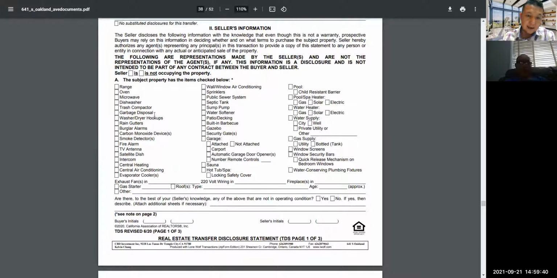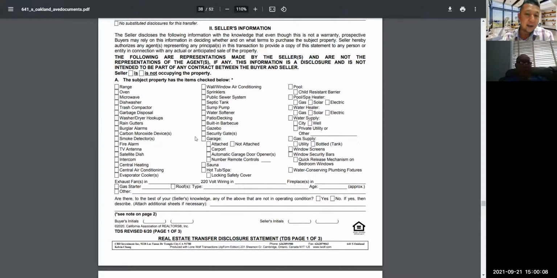You check off the boxes, not you, the agent. The seller checks off these boxes, because the seller is the one filling out this information, not you, the realtor. You could be sitting there next to them, helping them, answering their questions, but I don't want you putting your handwriting in here. You should not be filling this out. It's the seller's duty. This is their responsibility.